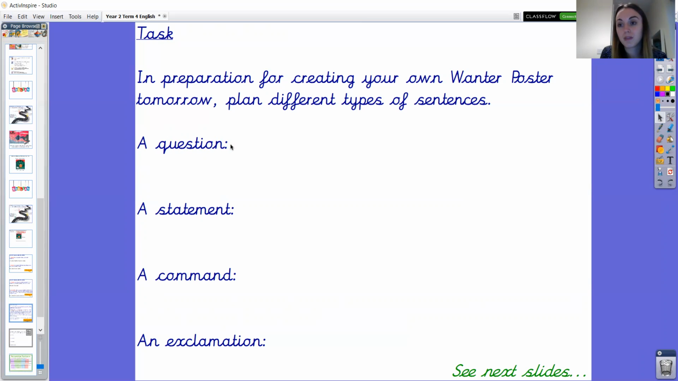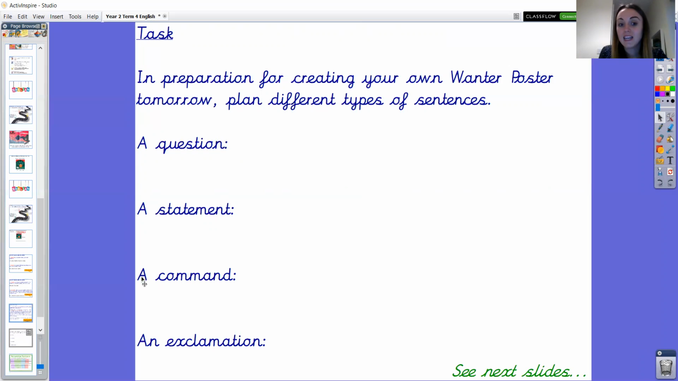So a question. So underneath this heading, it'd be great to plan a question that you might like to use. You only need to plan one question. Similar for a statement, it'd be great to write the heading in your book, a statement. And use your roll on the wall writing from yesterday to help you write a sentence which is telling the reader something about the terrible beast. So it could be about what he looks like, how he behaves, how he might be feeling, or what to look out for. So again, you could just write one example here.